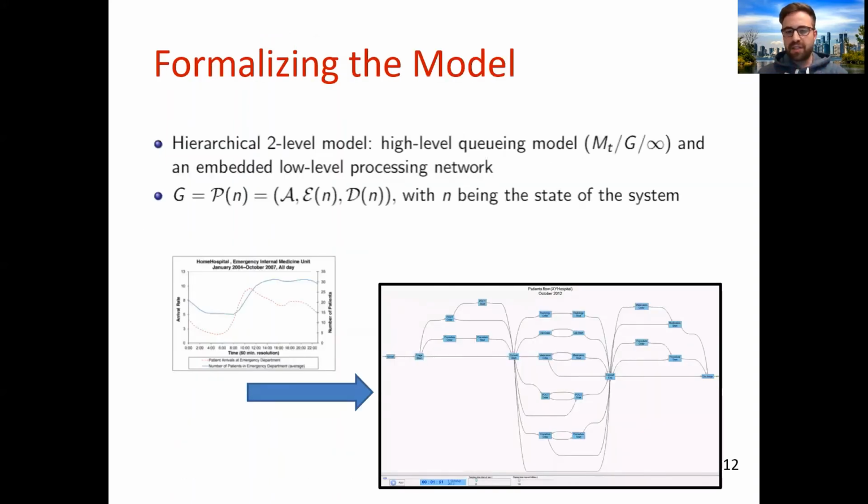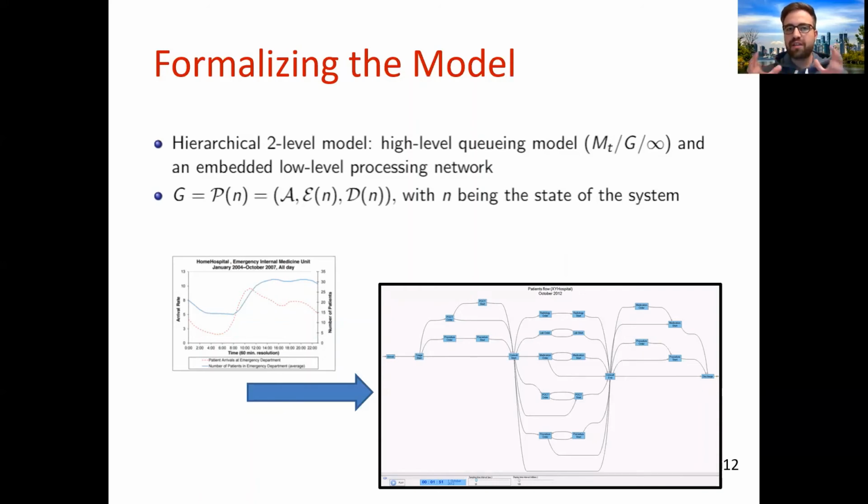Now, the model, I'm not going to go too much into the details, but we have a higher level black box queuing model that is an M/G/infinity model. We have inhomogeneous Poisson arrivals. The time spent in the system behaves according to a general distribution that is state dependent. I'm going to specify what it is.